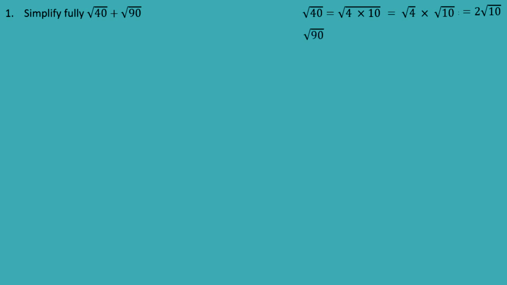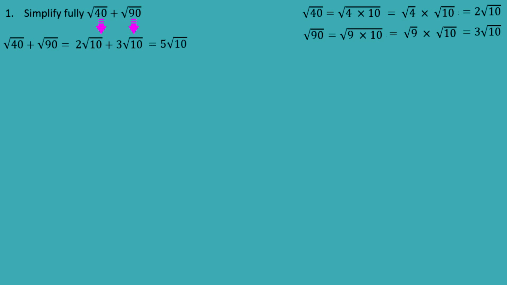Looking at root 90, the highest square factor of 90 is 9. So, root 90 becomes the root of 9 times 10, which is root 9 times root 10. The root of 9 is 3, so root 90 simplifies to 3 root 10. Now we've simplified both roots, we replace root 40 with 2 root 10, and root 90 with 3 root 10 in our calculation. We now have 2 root 10 plus 3 root 10. 2 plus 3 is 5, so our final answer is 5 root 10.